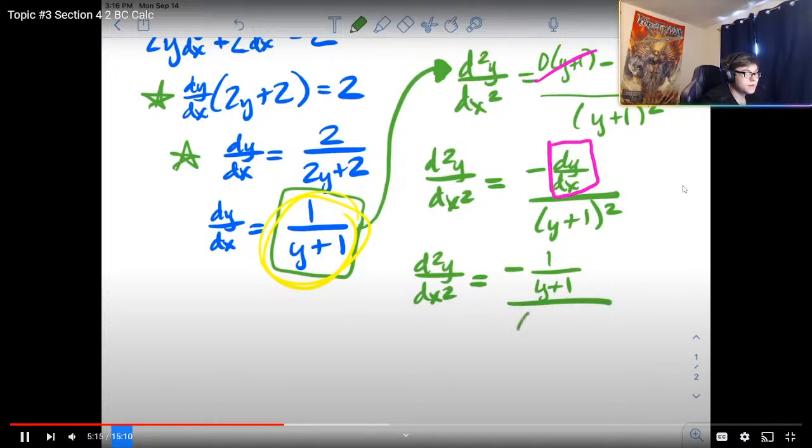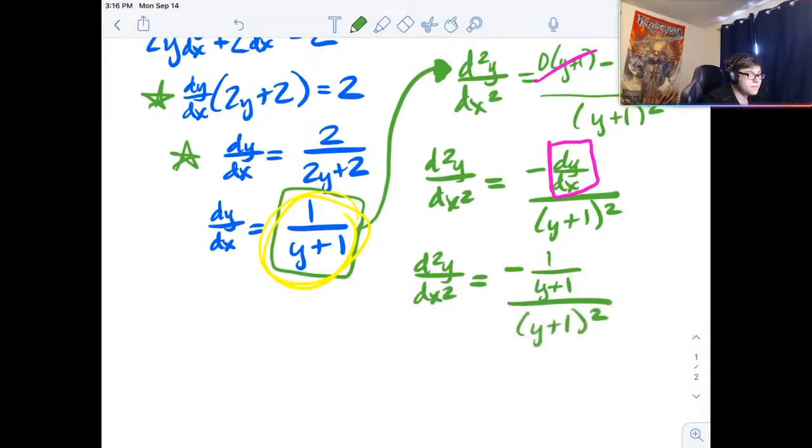One over y plus 1, all over the bottom function squared. All right, we're going to do one more step of simplification here, you guys, before we call ourselves done. Let's think of the denominator as being quantity 1 plus y squared over 1. That sets up a fraction divided by a fraction.